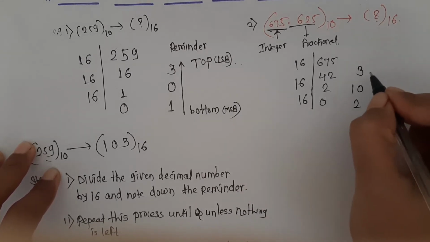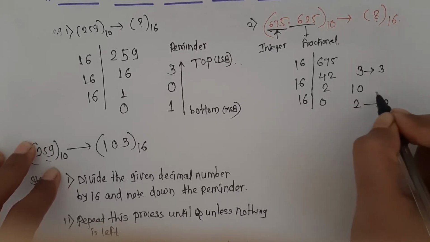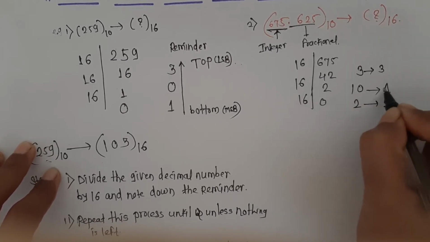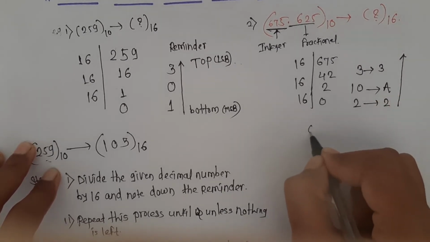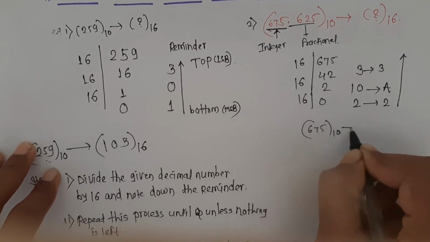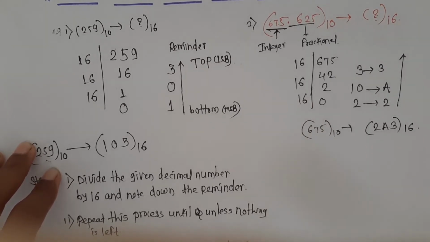So we have seen in hexadecimal, 3 is written as 3, 2 is written as 2, but 10 is represented by the character A. So what will be our answer? That is, 675 is converted into 2A3 to the base 16.